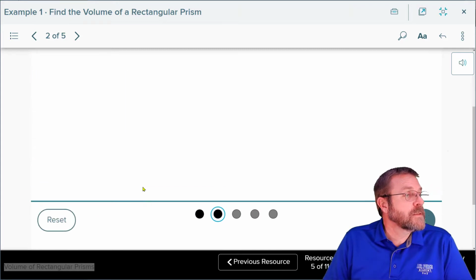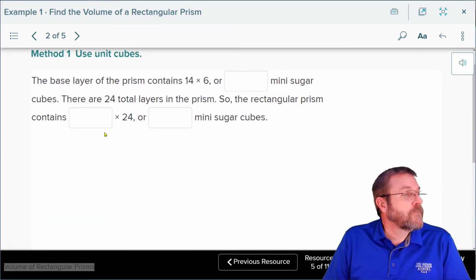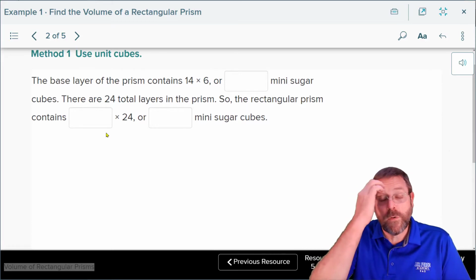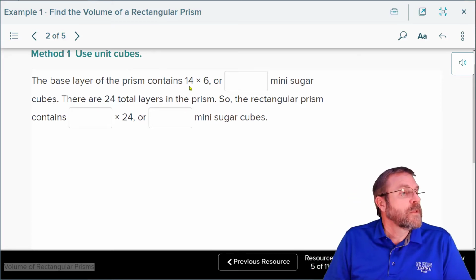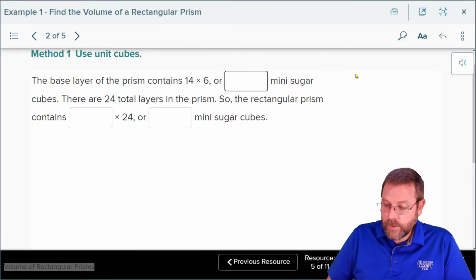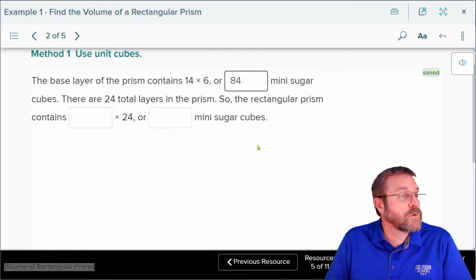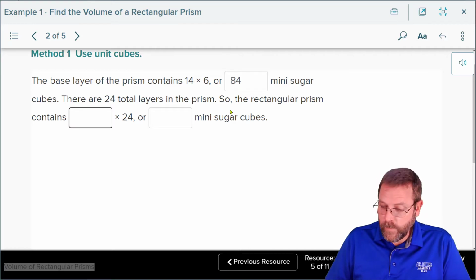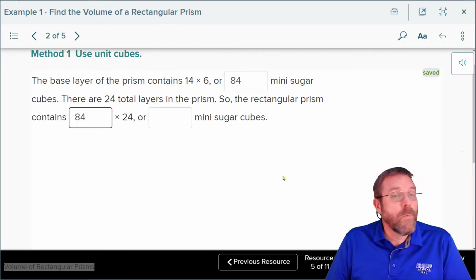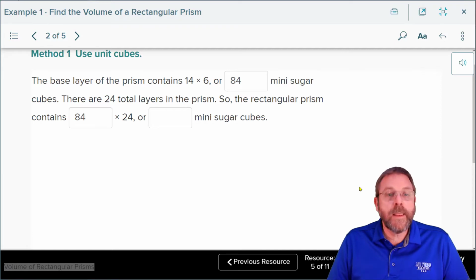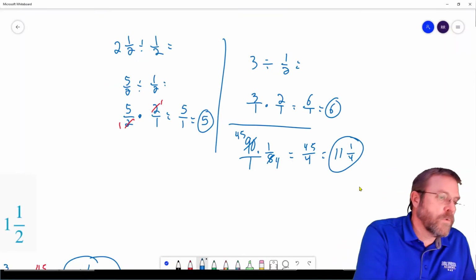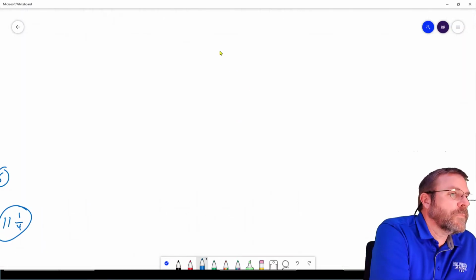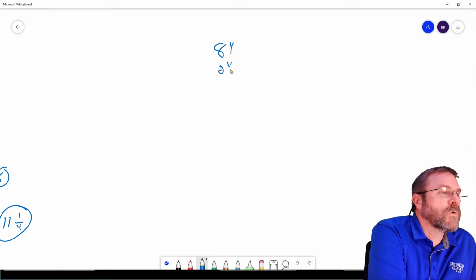From there, the next thing they wanted us to do is figure out how much one layer is going to be. So one layer is going to be 14 times 6, otherwise known as 60 plus 24, which is going to be 84 mini sugar cubes. And then there are going to be 24 layers of them. So we're going to take the 84 that we had for our first layer, multiply that times 24, and let's come over here and do some grunt work. We have the 84 times our 24.